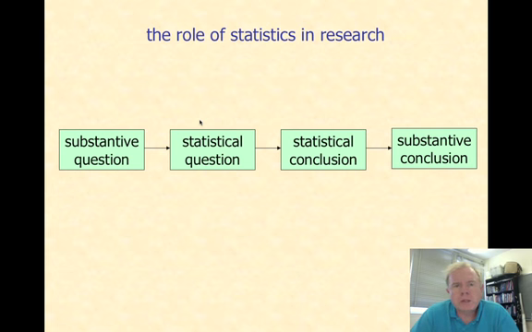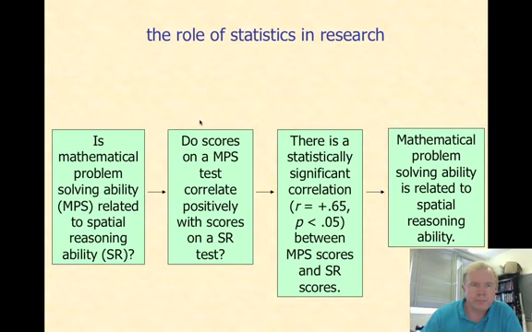Okay, so what is the role of statistics in research? Well, we know that research starts with a substantive question. That leads us to a statistical question, which leads us to a statistical conclusion, which hopefully will lead us to a substantive conclusion. So, an example. Is mathematic problem-solving ability related to spatial reasoning ability? It's a good question. So, how do we measure this? One way we might make an inference about this is we could compare scores on a mathematics problem-solving ability test to scores on a spatial reasoning test, and we would expect to see that they correlated positively.